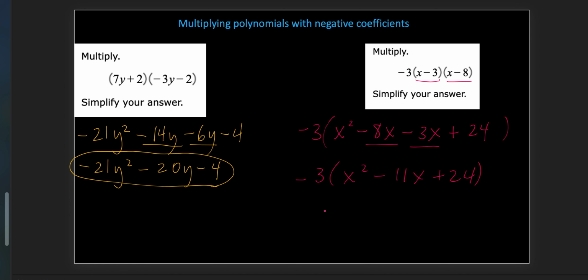So negative 3 times x squared, I'll write what I'm doing here, negative 3 times x squared, and then I'm going to take negative 3 times negative 11x, and then I'm going to take negative 3 times 24. So this will be negative 3x squared. This negative times negative makes a positive, 33x. And negative 3 times a positive will be a negative, so that's 3 times 24, which is 72. And that's it.